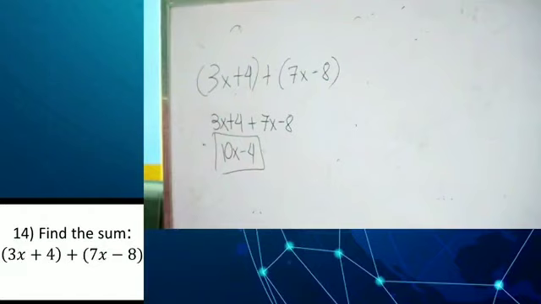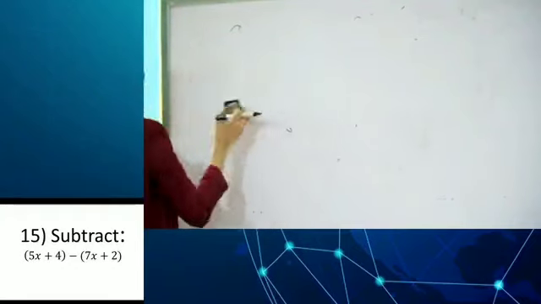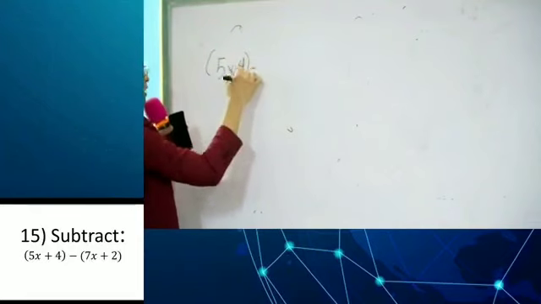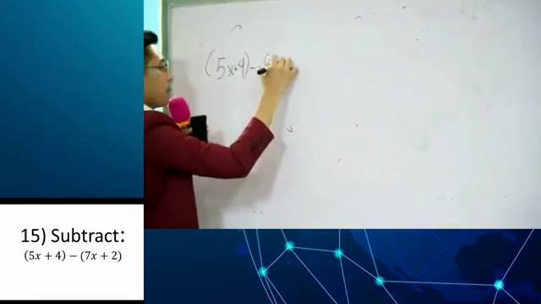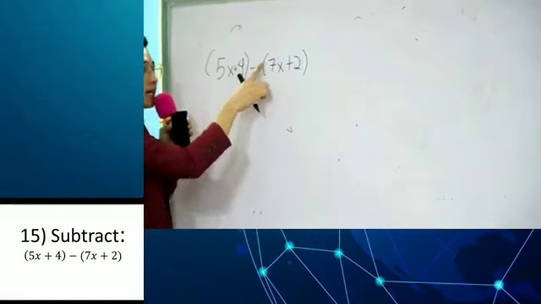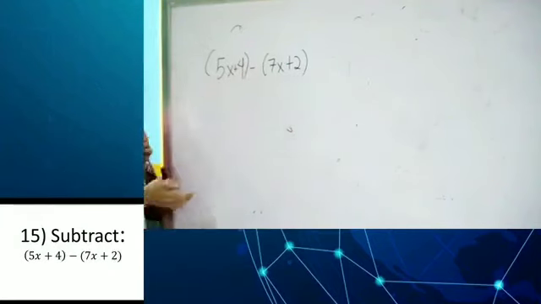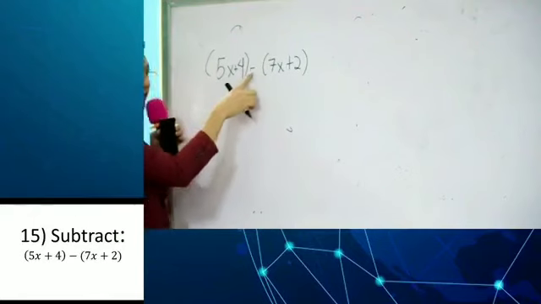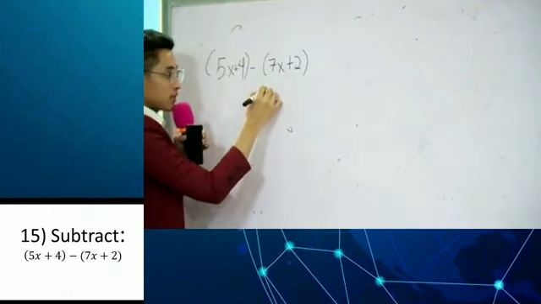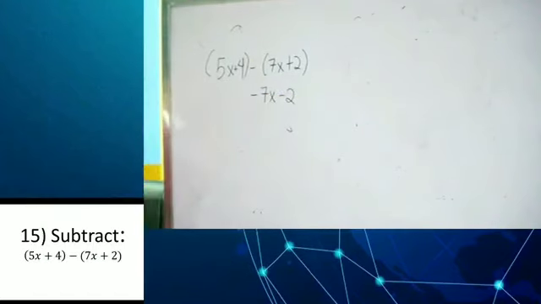Okay, next question. Okay, so subtract naman tayo. So, 5x plus 4 minus the quantity 7x plus 2. O, be careful. Okay? Hindi nyo siya pwedeng tanggalin kaagad yung parenthesis. Bakit po? Kasi itong negative sign is for the whole quantity. Therefore, you have to distribute first the negative sign in each term. So, paano po yun? So, negative times positive, that is negative 7x minus 2. O, be careful dyan. Okay?